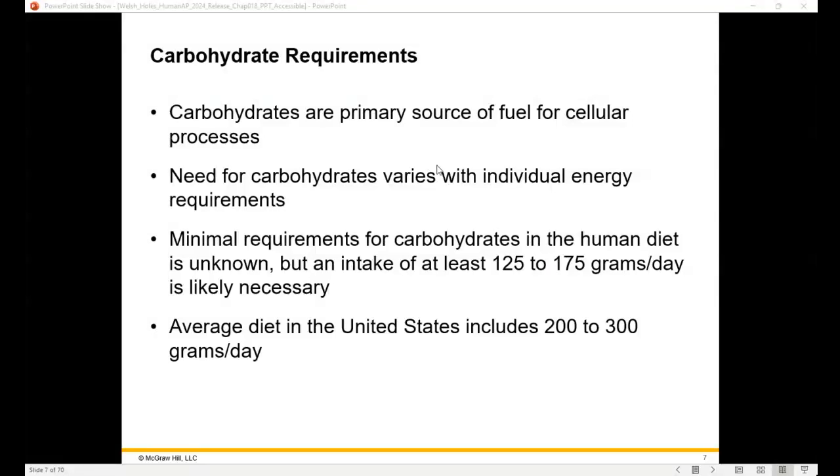Okay, carbohydrates are a primary source of fuel for your cellular processes. Need for carbohydrates varies with individual energy requirements. Minimal requirements for carbohydrates in the human diet is unknown, but an intake of at least 125 to 175 grams per day is likely necessary. Average diet in the United States includes 200 to 300 grams per day.